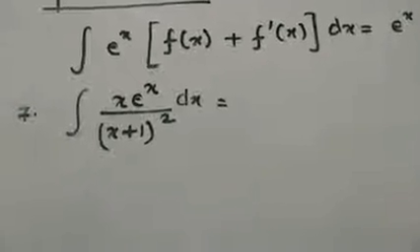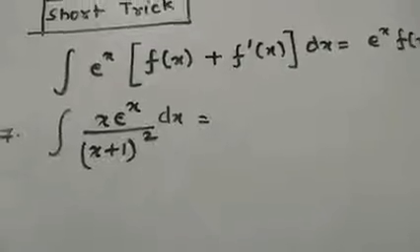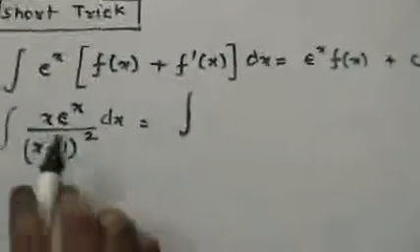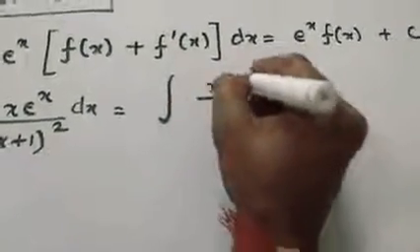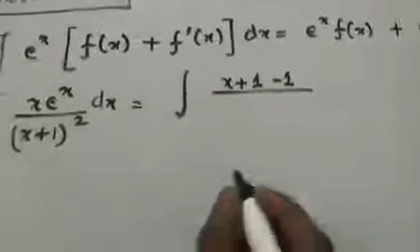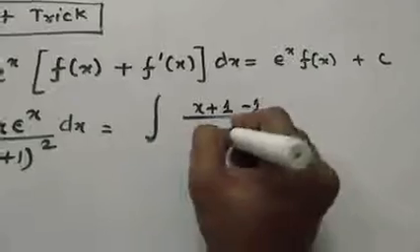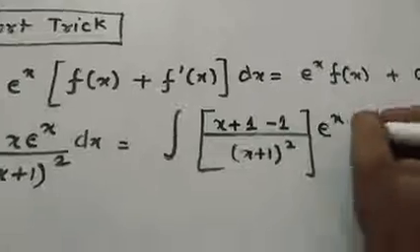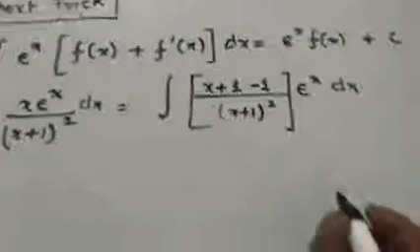Integration of x e to the power x divided by x plus 1 whole square dx. Let us first convert it into the short trick form. How will we represent it? First of all, we represent x in a new way. We can write x as x plus 1 minus 1. The denominator will be the same, and e to the power x is taken out. Okay, now let us separate them.